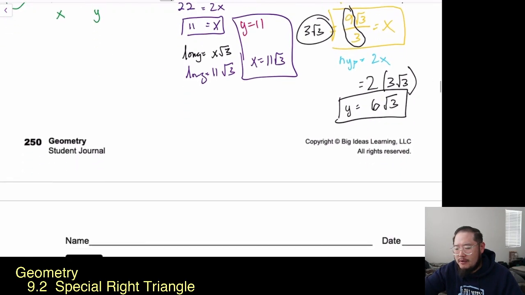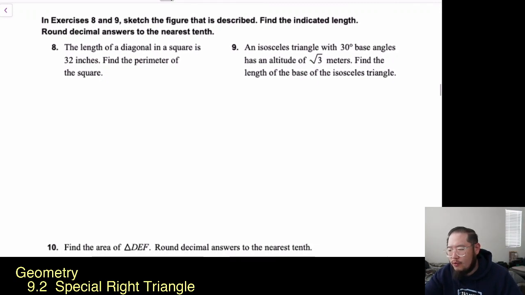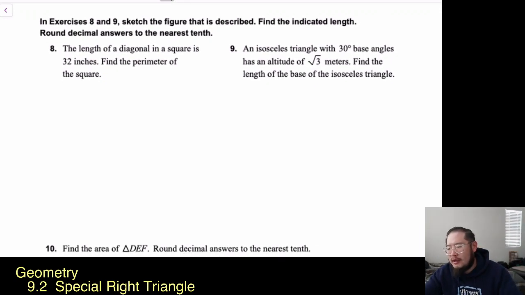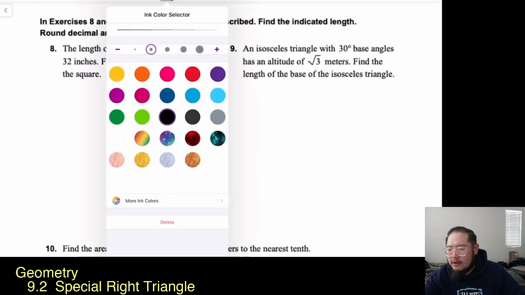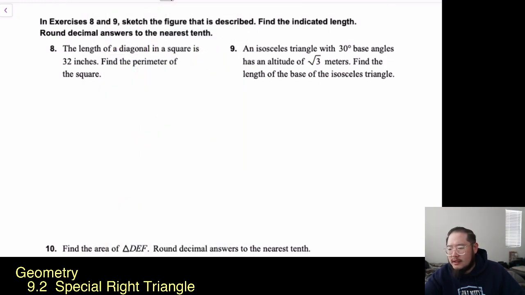Let's take a look at number 8 next. We've got some very good word problems here. It starts off, sketch the figure that is described, find the indicated length, and then round the decimals to the nearest tenth. All right, so it looks like right here, we have ourselves a square. The length of the diagonal in a square is 32 inches. So I'm going to go ahead right here, draw a diagonal line, and what we do know is that this is 32.